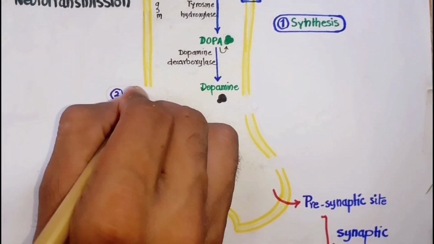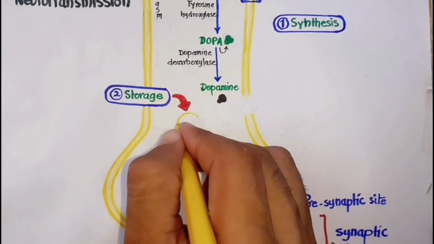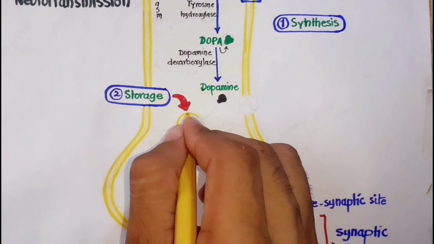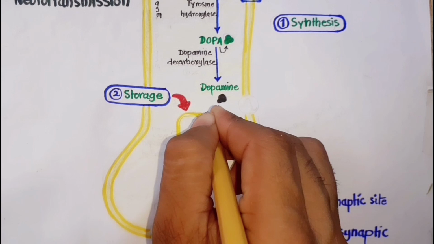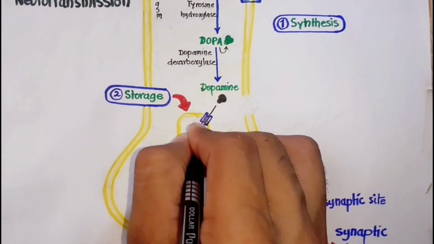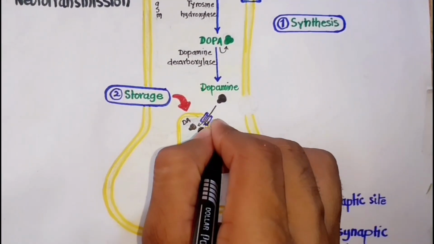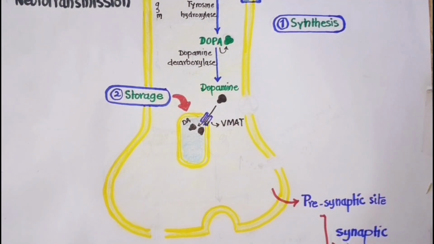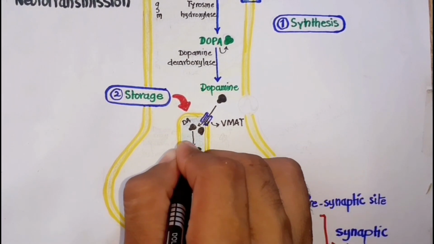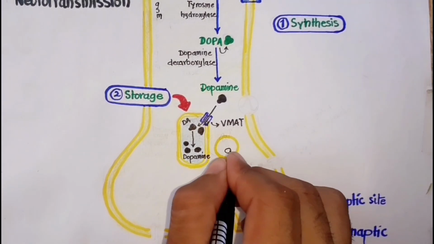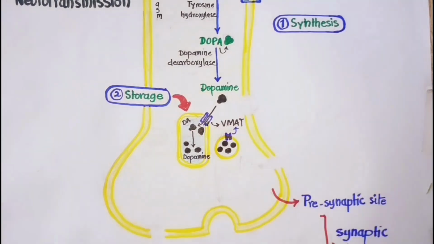Then we have the second step, which is the storage of noradrenaline in vesicles. The dopamine is transported into synaptic vesicles with the help of an amine transporter system called the vesicular monoamine transporter. After this, dopamine is hydroxylated to form norepinephrine by the enzyme dopamine beta hydroxylase here.